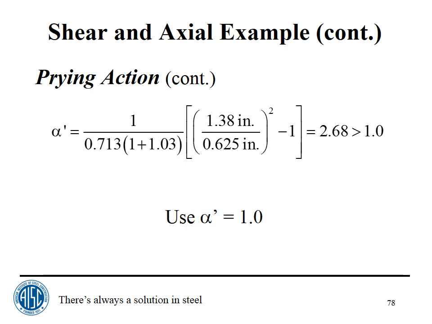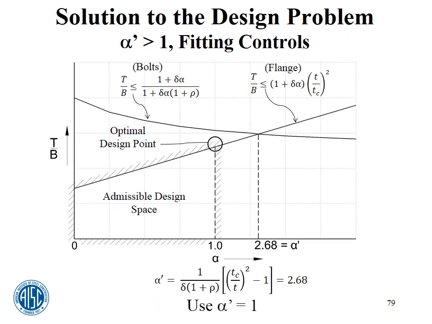So, calculating alpha prime in the way that we presented here, the intersection of the two curves. Alpha prime is T sub C over T squared minus 1, and out in front we got 1 over delta, 1 plus rho, gives me 2.68. That's greater than 1, so we're going to use alpha prime equals 1. So here we are in design space. The intersection of the two curves occurs out here at 2.68. That's bigger than 1, so I have to back off to the left to get down to 1.